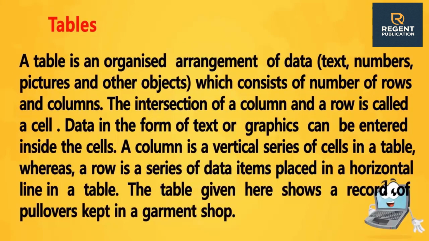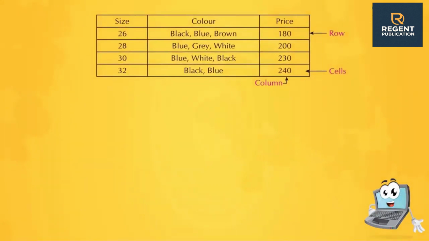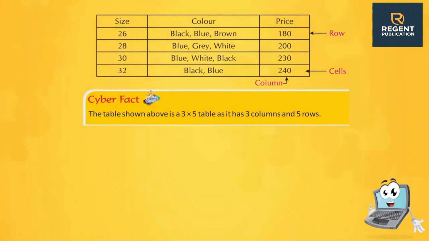The table given here shows a record of pullovers kept in a garment shop. Size, color, price. 26. Black, blue, brown, 180. 28. Blue, grey, white, 200. 30. Blue, white, black, 230. 32. Black, blue, 240. Cyber fact. The table shown above is a 3 by 5 table as it has 3 columns and 5 rows.